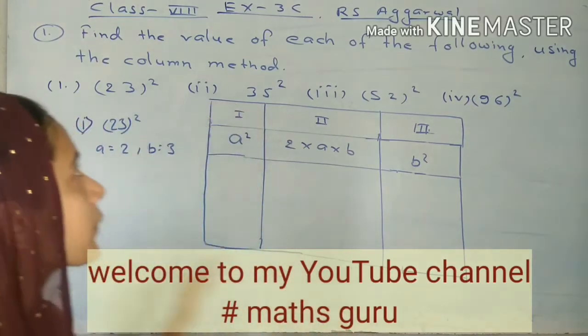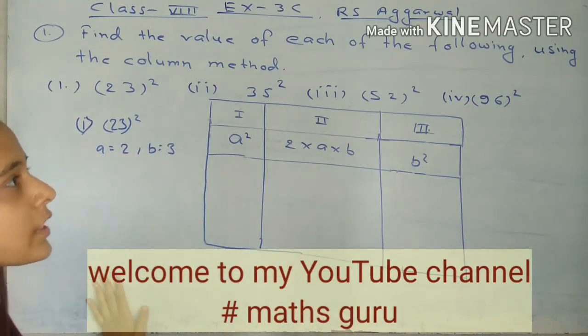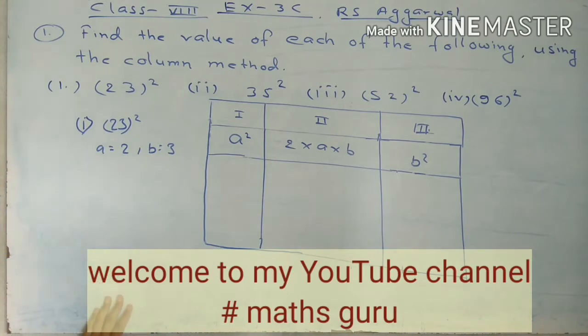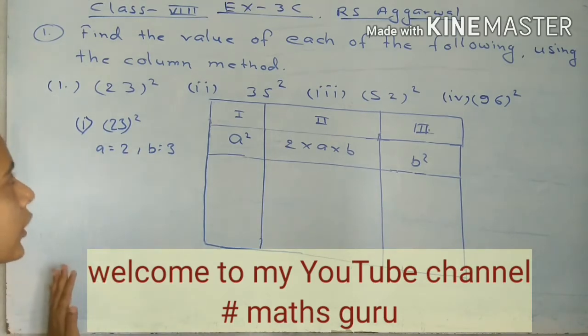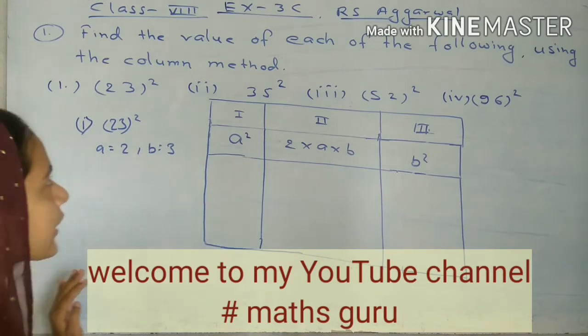So in this video, I am going to solve exercise 3C, question number 14. If I made any mistake, then please forgive me. The first question is telling us to find the value of each of the following by using the following method. So the values are given, and we have to find them by the following method.